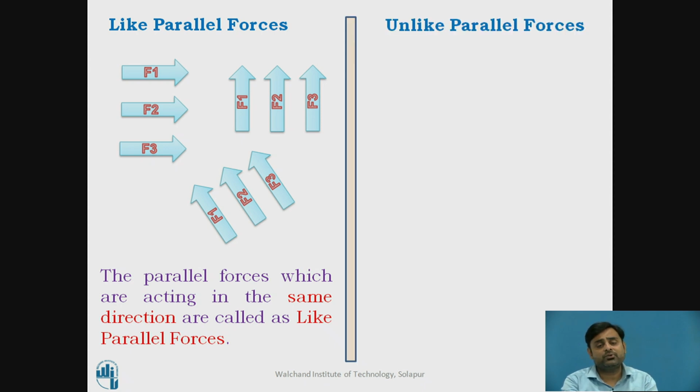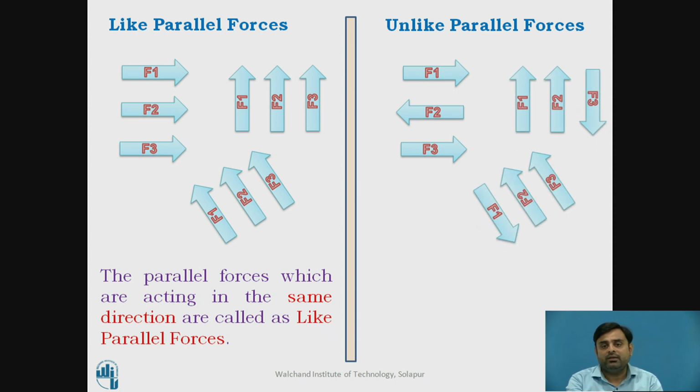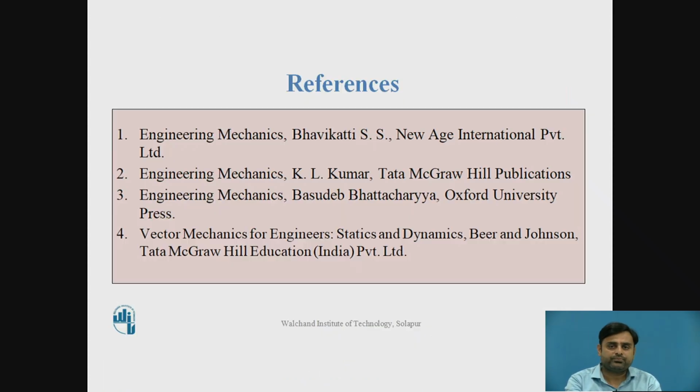Unlike parallel forces. Here you can see F1, F2, F3. All the three forces are parallel, but F1 and F3 are acting in one direction and F2 is acting in the opposite direction to them. So this type of force system is called unlike parallel forces. Here also you can see F1, F2 in the same direction, F3 in the opposite direction. Here F2, F3 are in the same direction, F1 is in the opposite direction. So parallel forces which are acting in different directions are called unlike parallel forces. The forces are parallel but they are acting in the opposite or different direction.